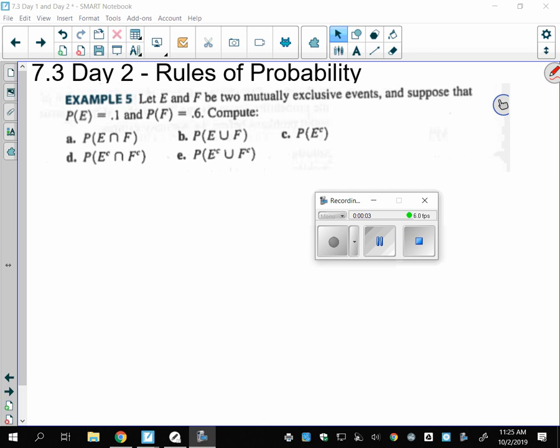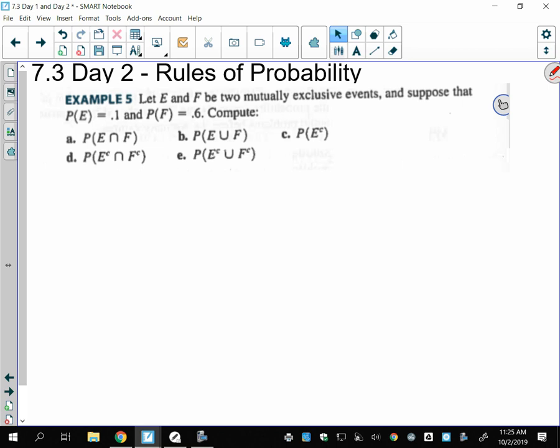Okay, so day 2 here, we want to think about probability and relate it back to all this set and Venn diagram stuff that we've done already. So look at this example. It says, let E and F be two mutually exclusive events, and suppose that the probability of E is 0.1 and the probability of F is 0.6. Compute the following.